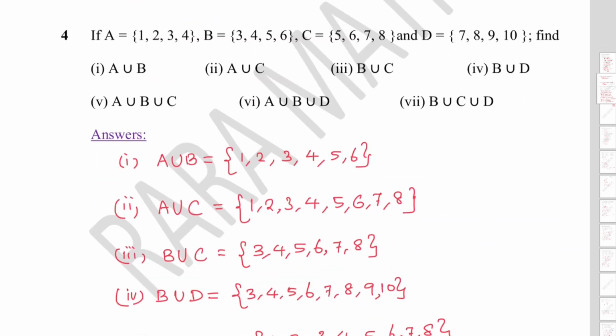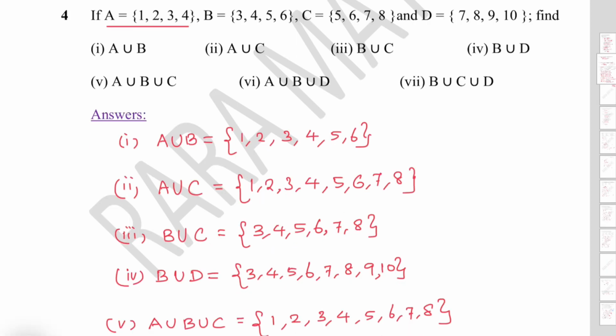And question number 3, given that A is 1, 2, 3, 4, B is 3, 4, 5, 6, C is 5, 6, 7, 8, and D is the set with elements 7, 8, 9, 10. Now we have to find the following sets.